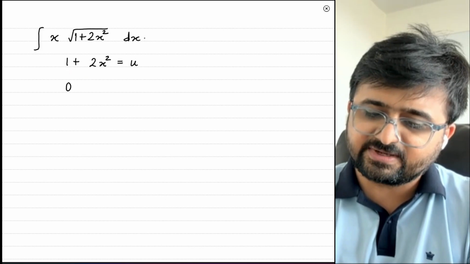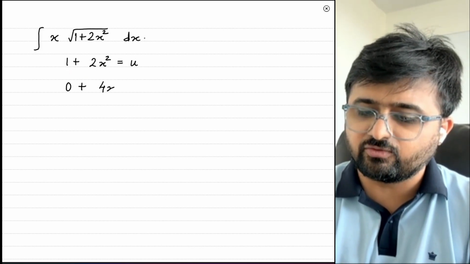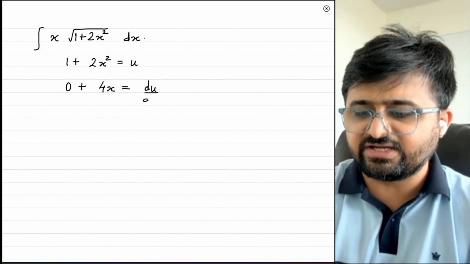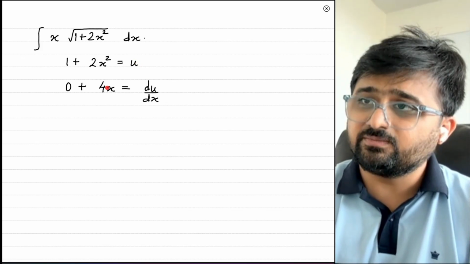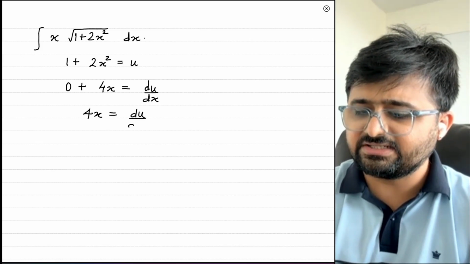Derivative of 1 with respect to x is 0. Derivative of 2x square with respect to x is nothing but 4x. And derivative of u with respect to x is du by dx. Okay. So 0 plus 4x is nothing but 4x is equal to du by dx.